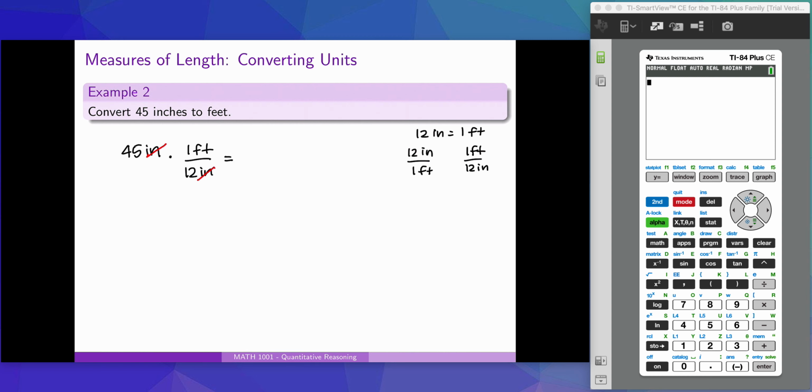So now my answer, I can think of this as over a 1. I can see in the numerator, I have a 45 times 1 foot, and in my denominator, a 1 times 12. So I can think of this as 45 over 12 feet. And I can get 45 over 12. I can just go to my calculator real quick. 45 divided by 12, and I get 3.75. So this is 3.75 feet. So 45 inches is 3.75 feet.